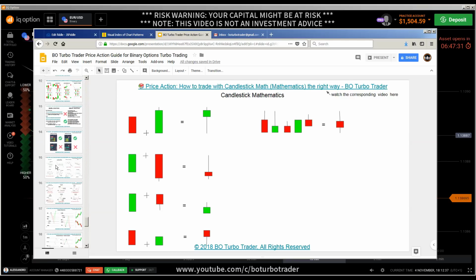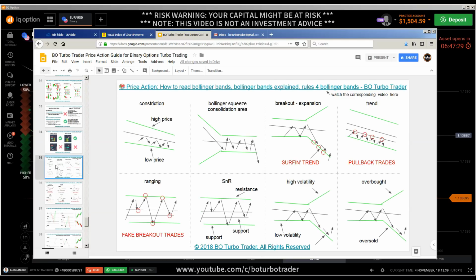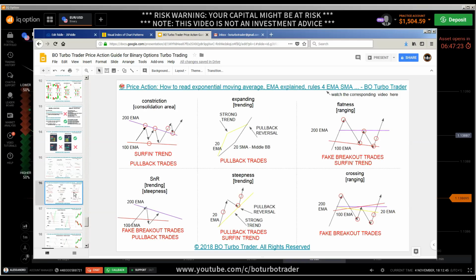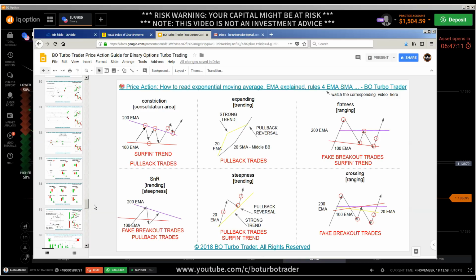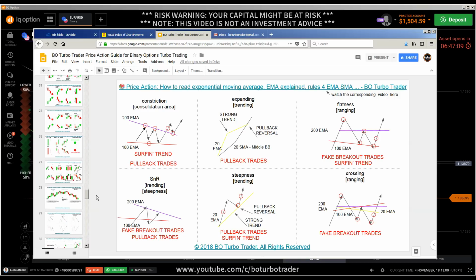If you are using Bollinger Bands, know what they mean. If you are using EMAs, understand what they mean. Because you are using them, or else remove them from your chart, then you have a much clearer chart. If you don't need them, fine, but if you are using them, you should understand what they mean.